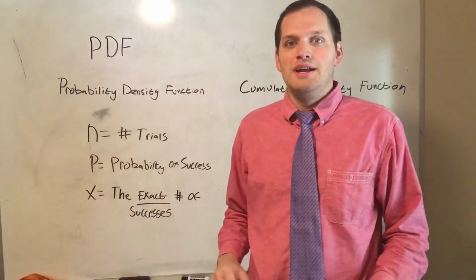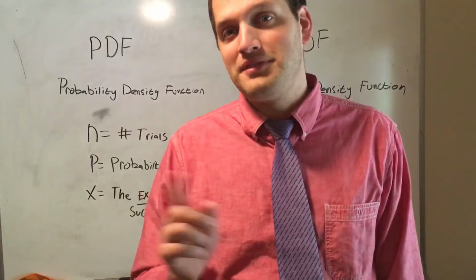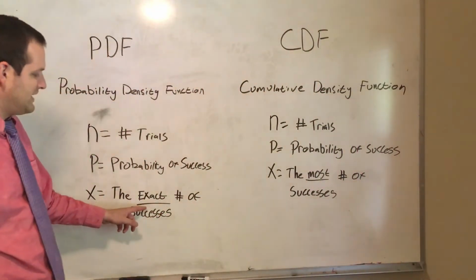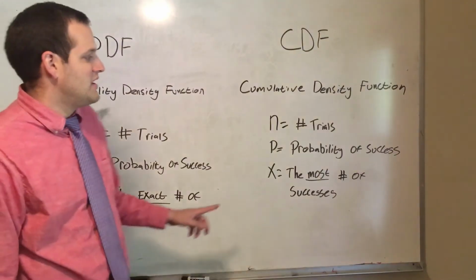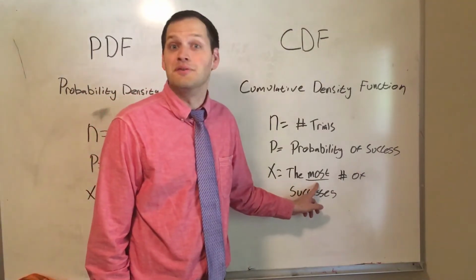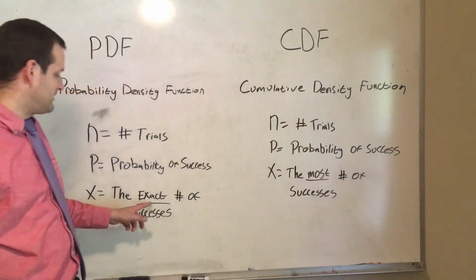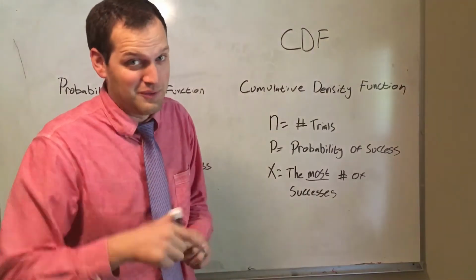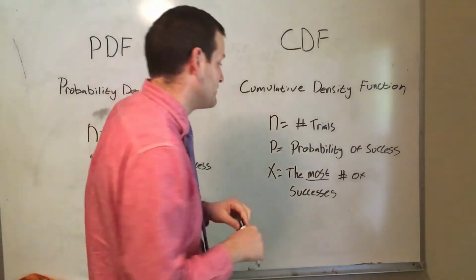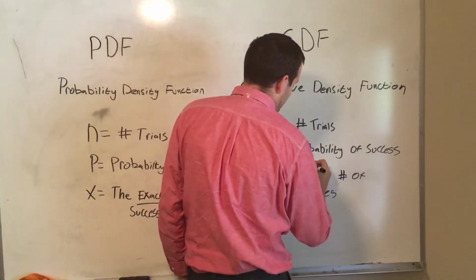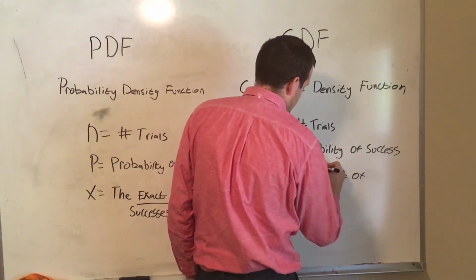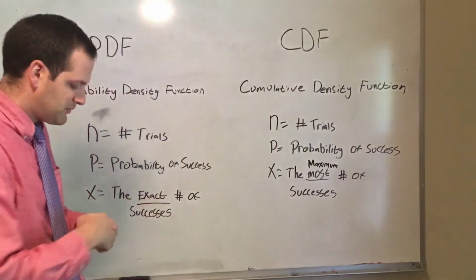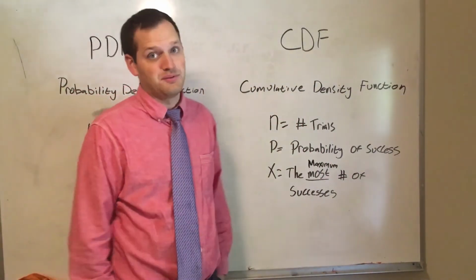Now, the flip side, a CDF, the main difference is that instead of an exact number of successes, there is a maximum number of successes. That is the difference, exact and a maximum. In fact, I'm going to write that there. I would also encourage you to write this in your notes. Most, I'm going to change to maximum. Okay, with the CDF, we're looking for a maximum number of successes that we want to happen.